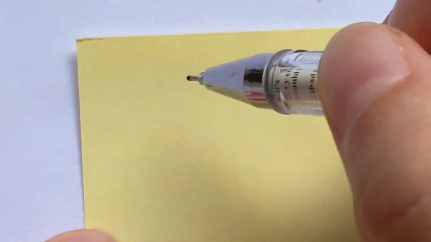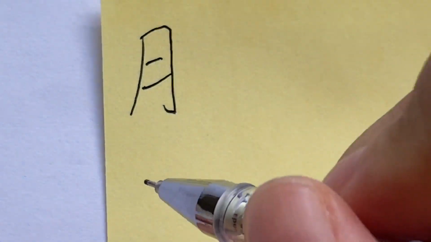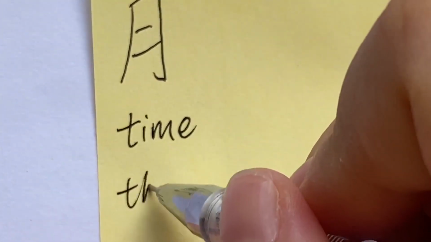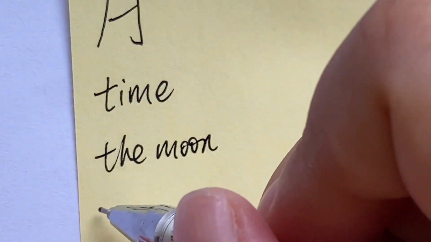Memorizing characters, the most common Chinese radicals explained in English. In this video, let's talk about 月字旁. Characters with 月字旁 are generally associated with time, the moon, and the body.